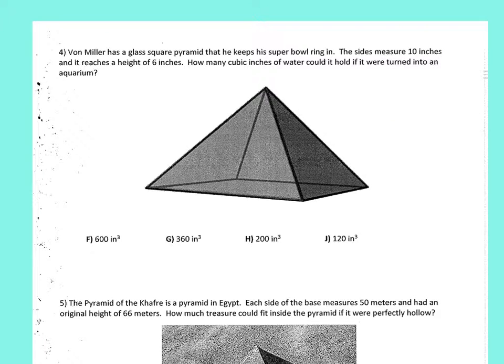Okay, number 4. Von Miller has a glass square pyramid. If it says square pyramid, that means the base is a square. That'll help. That he keeps his Super Bowl ring in. The sides measure 10 inches and it reaches a height of 6 inches. How many cubic inches of water could it hold if it were turned into an aquarium?